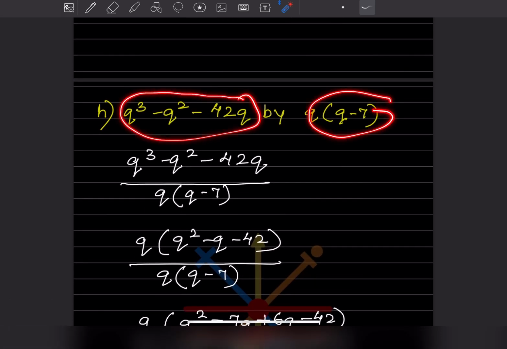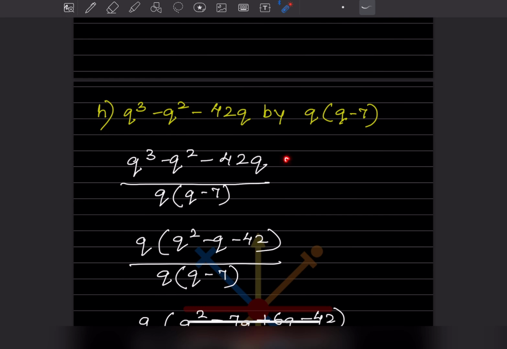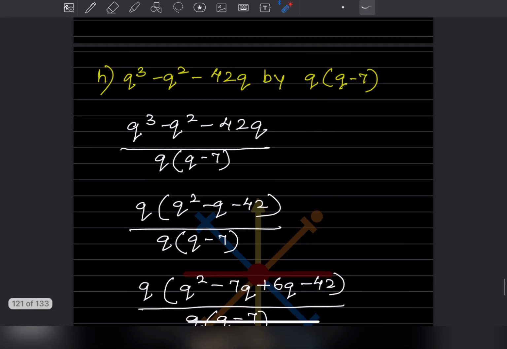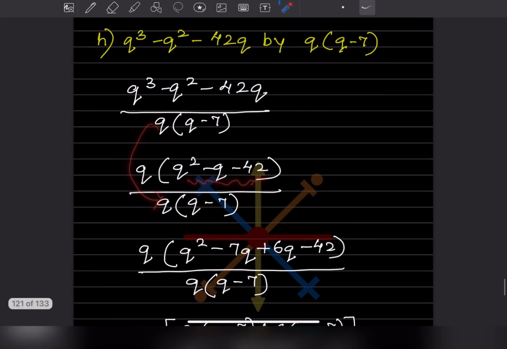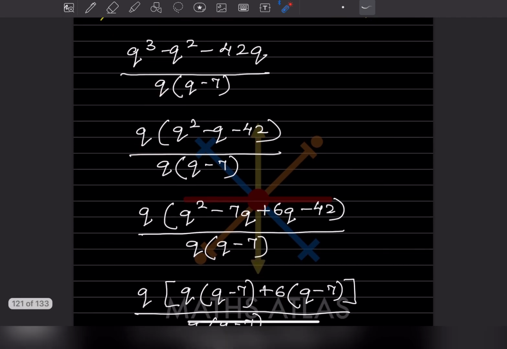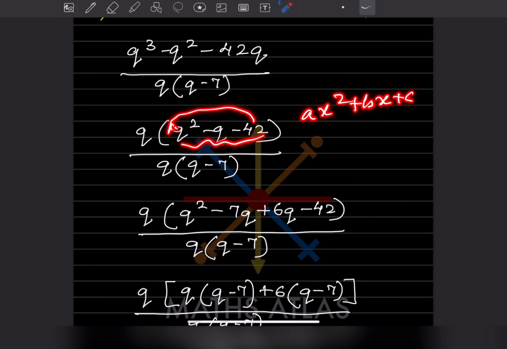Again, the same thing is written here. So now you can see you can write q common, and what remains in the bracket is this part. Denominator the same. Now again this is in the form of ax square plus bx plus c, so you are going to factorize it using the first and the last term. So what are the factors of 42? You can also find out if you want.